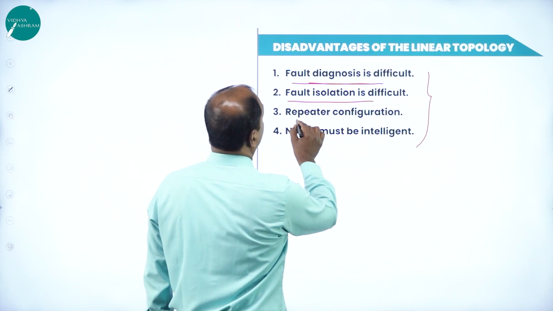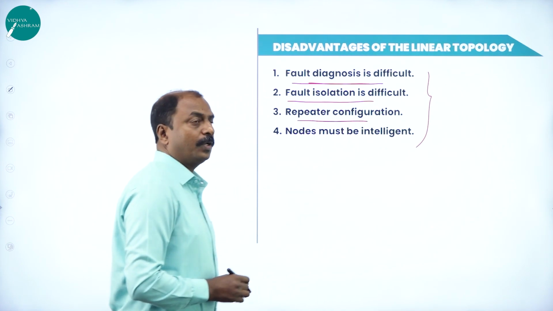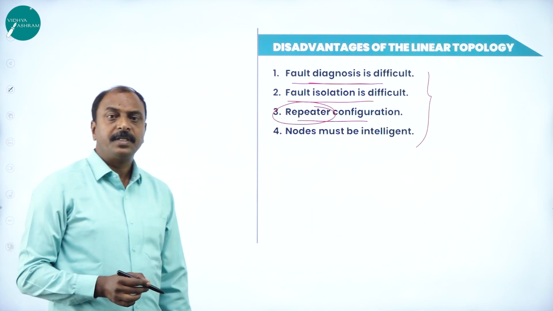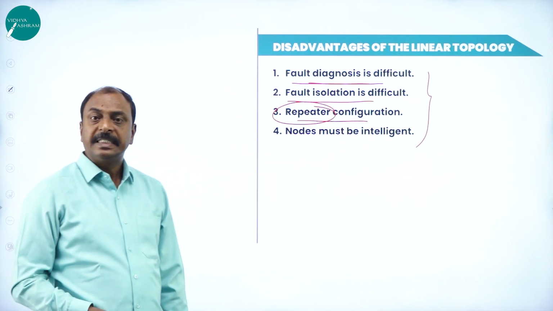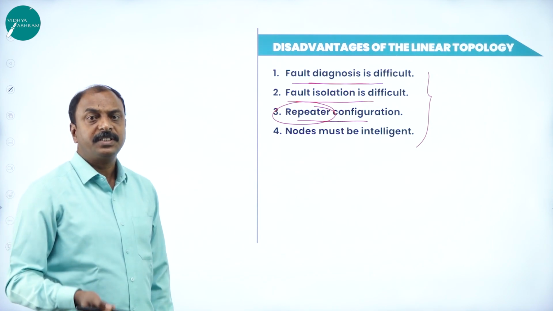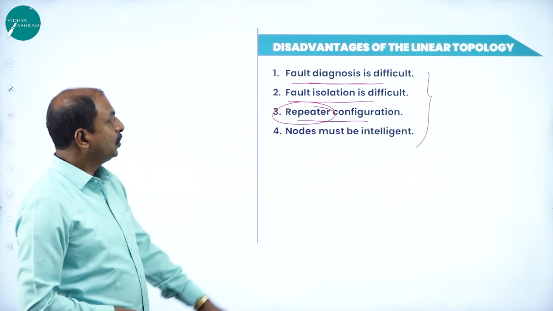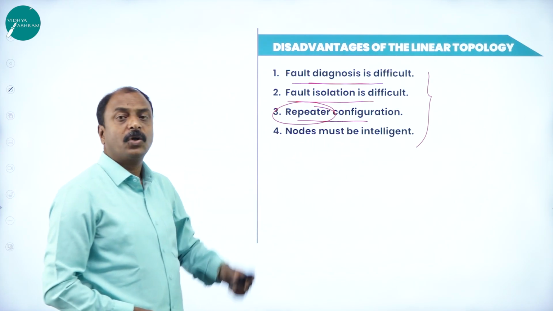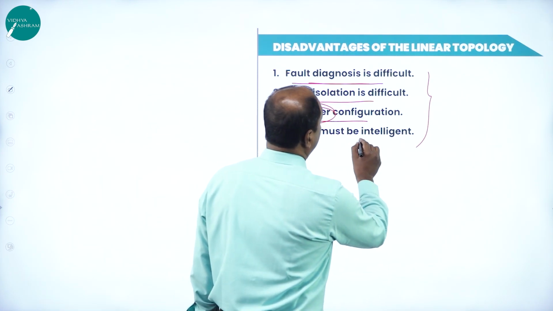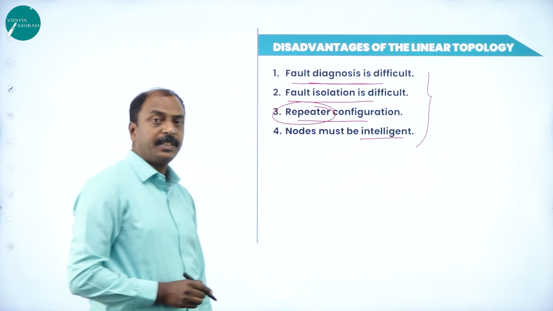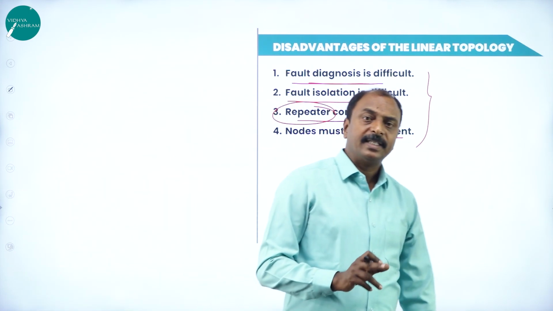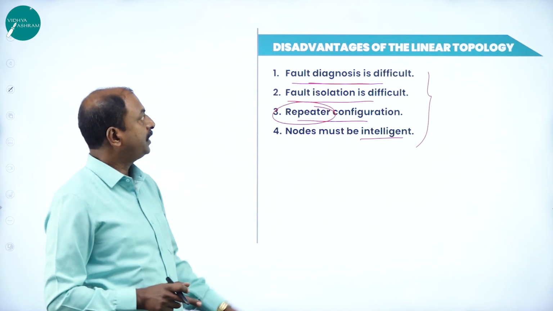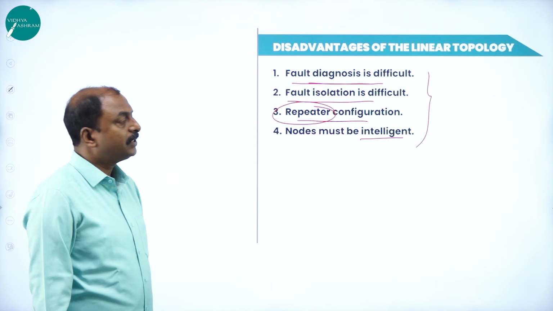And repeater configuration. A repeater is a network device. We use a repeater in a network to boost or strengthen the signal in bus topology. If we use the repeater in the network, it has to be configured, and the node must be intelligent. What is the meaning of intelligent? In the bus topology, a node must access only the data which is relevant to that particular node. These are the drawbacks of the bus topology.